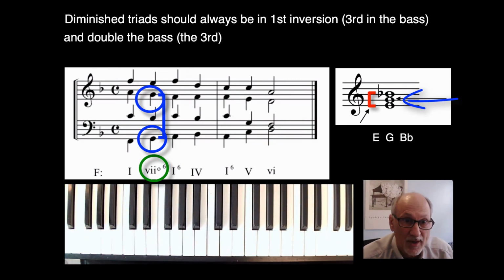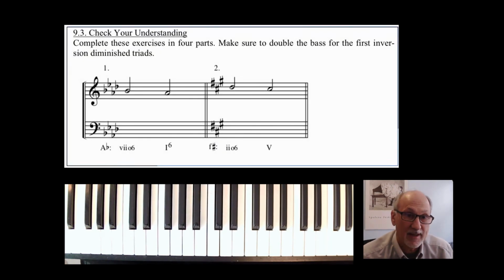So you can go ahead and try Check Your Understanding 9.3, and that asks you to write a few diminished chords. It already asks you to put them in first inversion. Just make sure you double the bass.